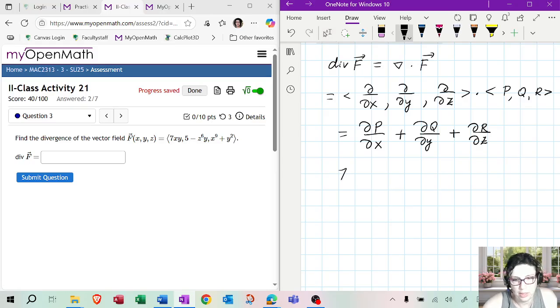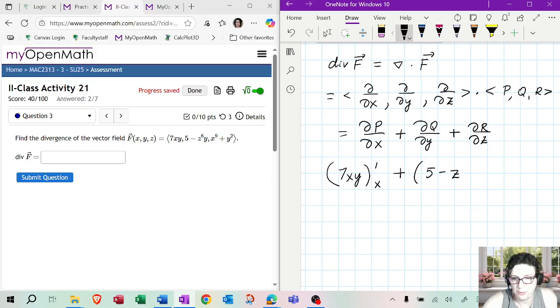We're going to take the first component and take the derivative of that with respect to x, plus take the second component and find the derivative of that with respect to y, plus the last component, we're taking the derivative with respect to z, and we're just adding up the results. No i, j, k's, no commas, no vectors.